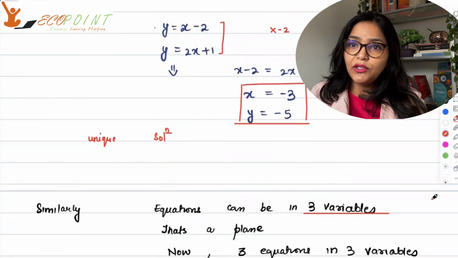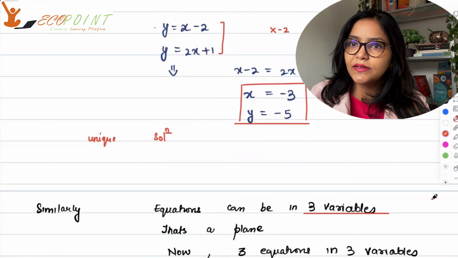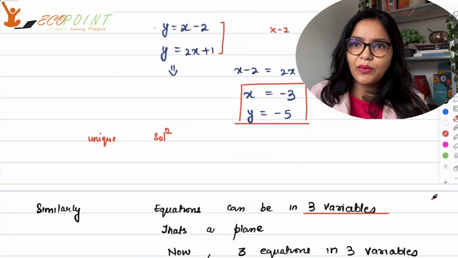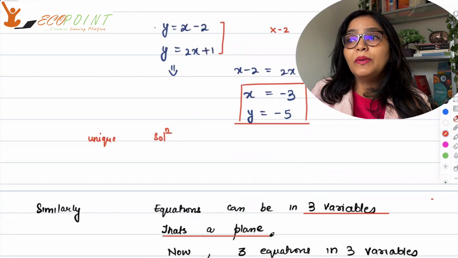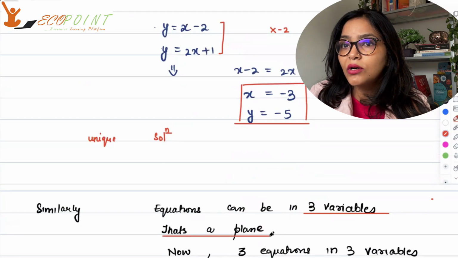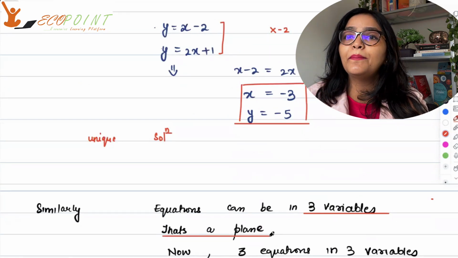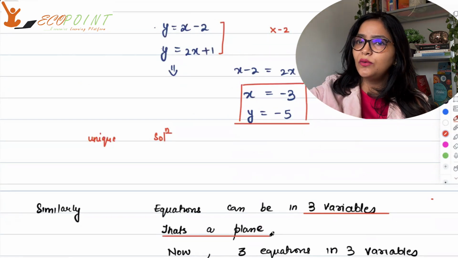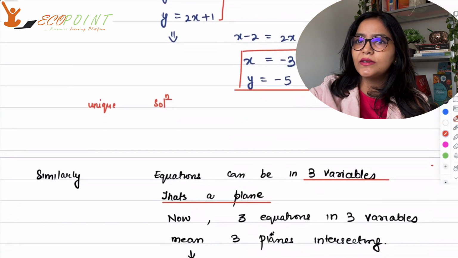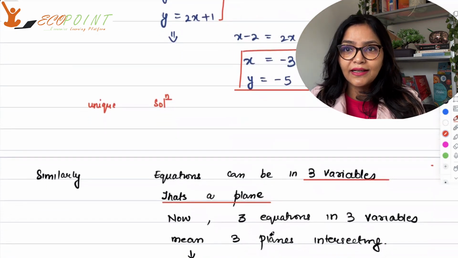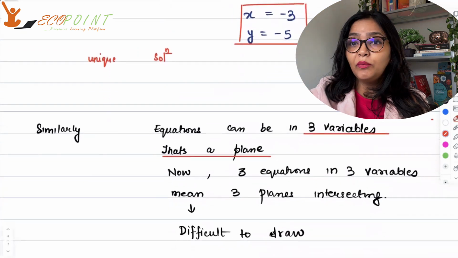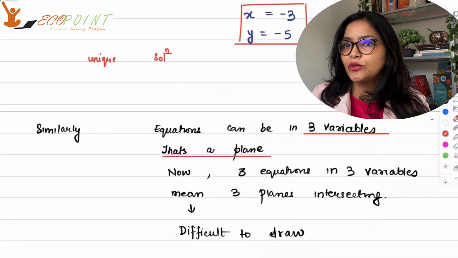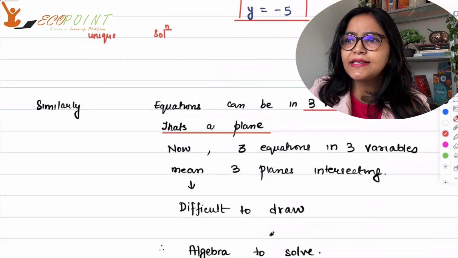Now, similarly, you can have equations in 3 variables. Suppose we have x, y, z in an equation. Now, that will give you a plane. It is no longer a line, but it will be a plane. What if you have three equations and three variables? That means you'll have three planes. If you have three equations and three variables, you will have three planes, which is now difficult to draw. But still, let's get some idea.